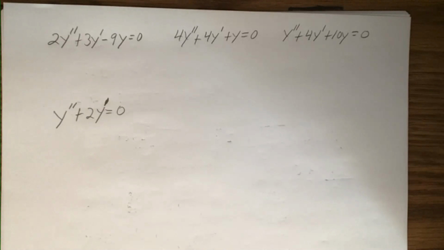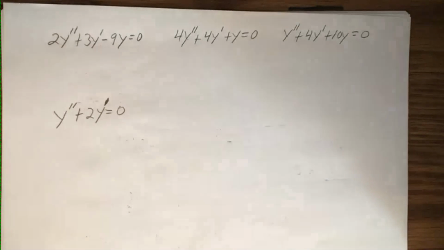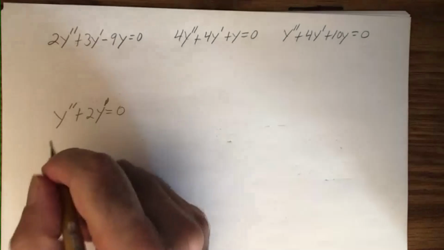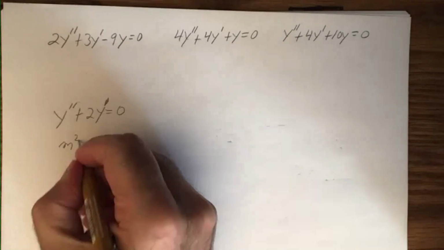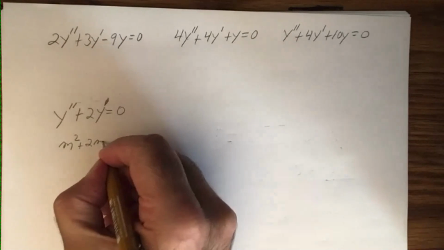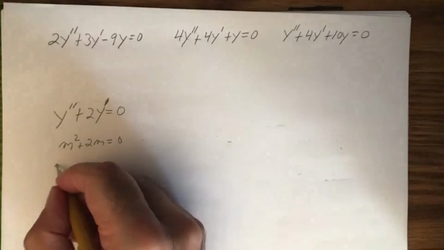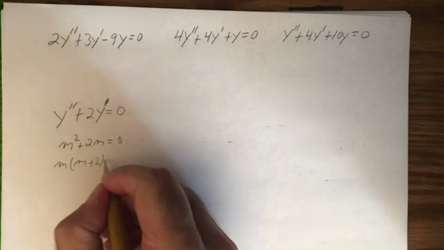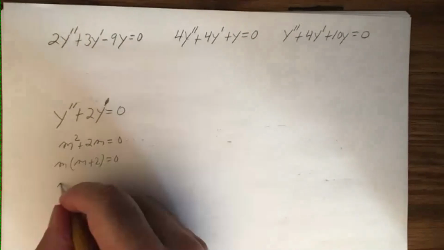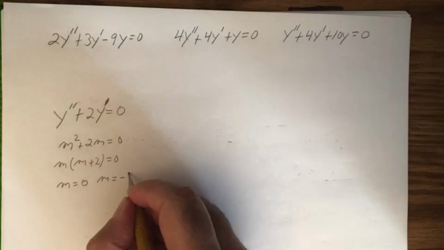All right, let me go ahead and solve these problems here. I want to solve this one first. So first of all, the auxiliary equation: this is going to be m squared plus 2m equals 0. That's my auxiliary equation. I can factor an m out and write this as m times (m plus 2) equals 0. So this is telling me that m is equal to 0 and m is equal to minus 2.